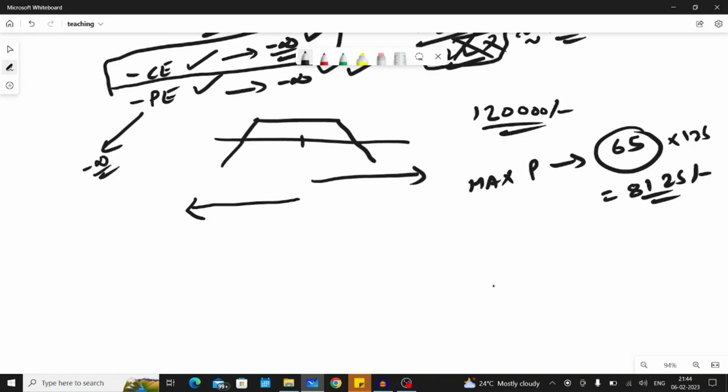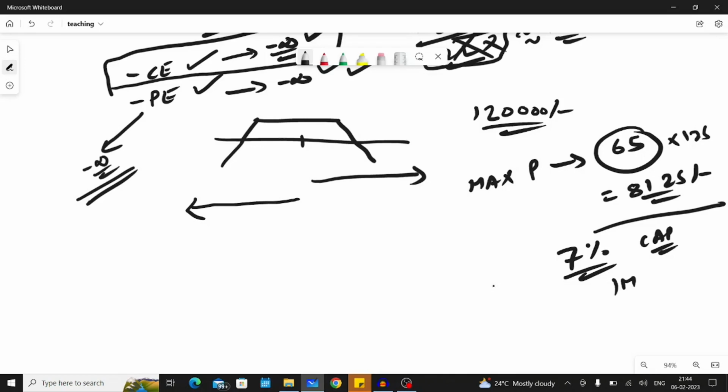A lot of people think that this 8,125 is way less for the kind of losses which we are exposed to. But if you see this in terms of percentage, this will come somewhere around 7% of the capital. So you're going to make somewhere around 7% in a month, which is not bad according to me.